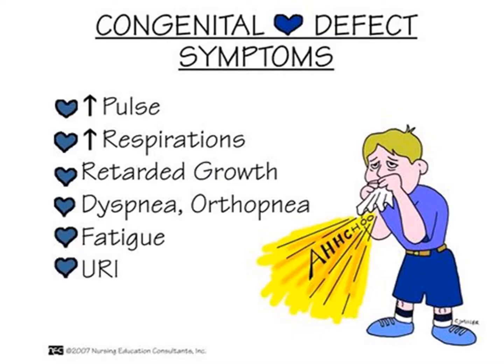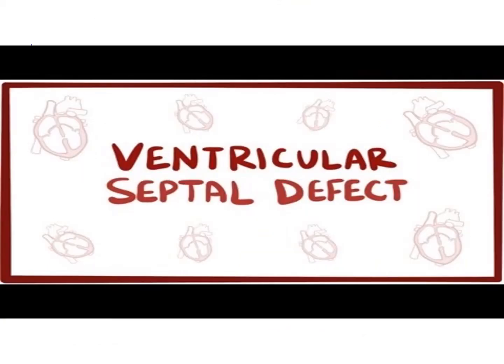Some normal congenital defect symptoms that you're seeing in most of these are going to be an increased pulse, increased respirations, retarded growth, dyspnea or apnea, fatigue, and upper respiratory infections. Now let's start talking about each of the different types of congenital heart defects. First one we're going to talk about is ventricular septal defect.